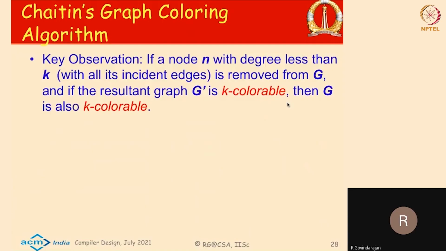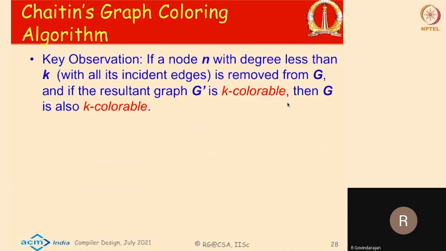So Chaitin made a very interesting observation, which is what is called the key observation. It essentially says that if in your interference graph there is any node n whose degree is less than k, the number of colors that you have to color the graph, you can just remove that particular node with edges less than k. And if the remaining graph can be k colored, then the original graph can also be k colored.